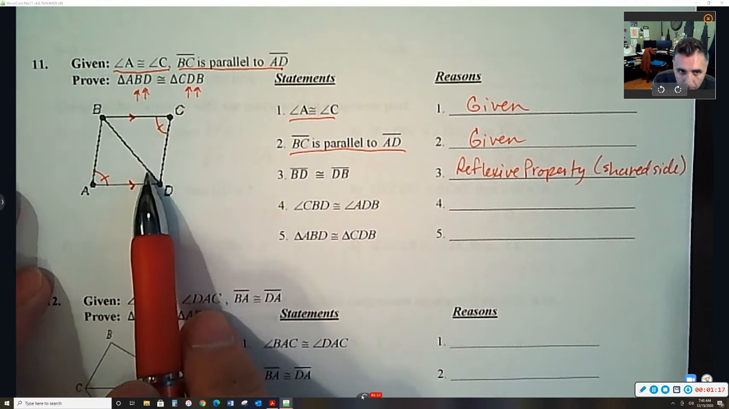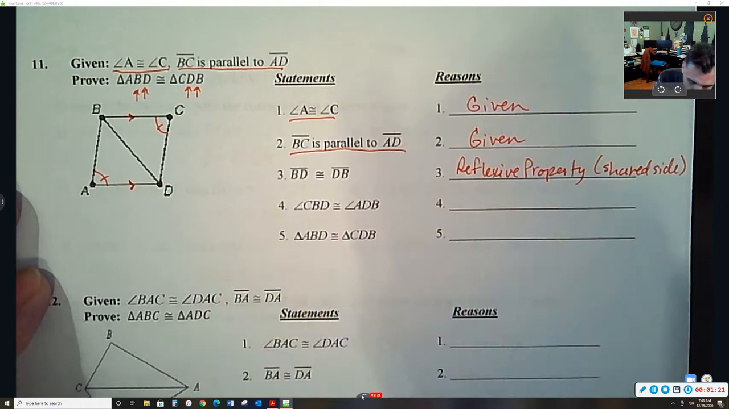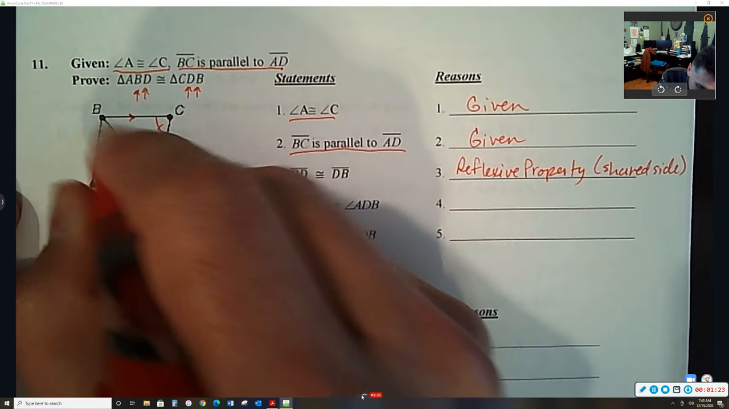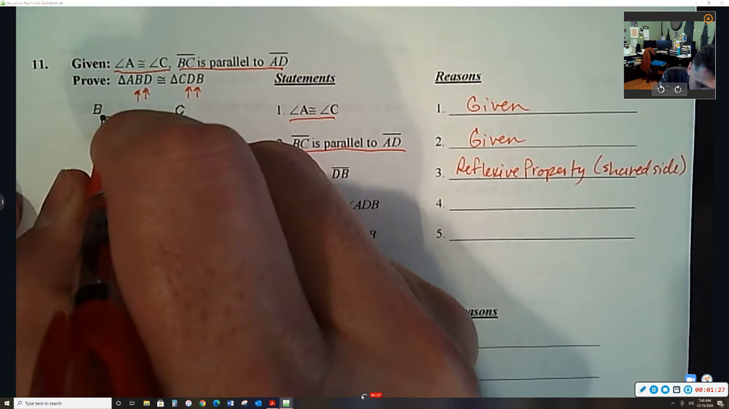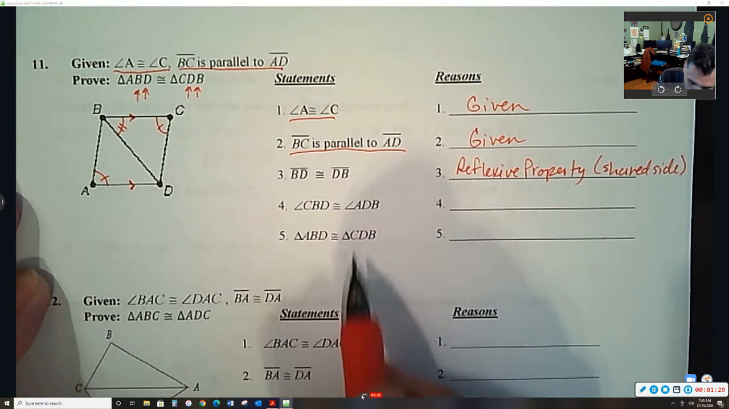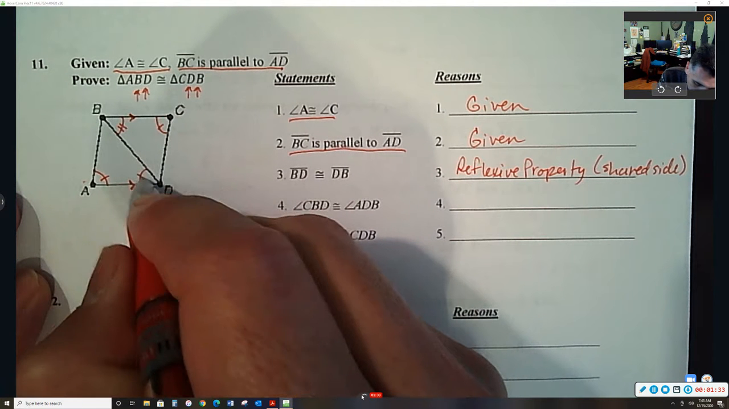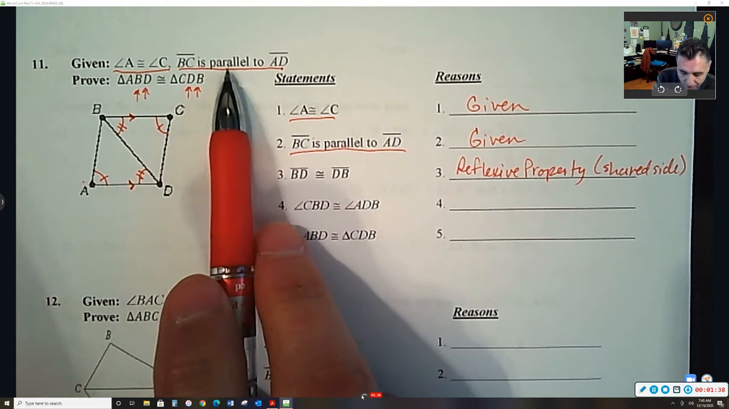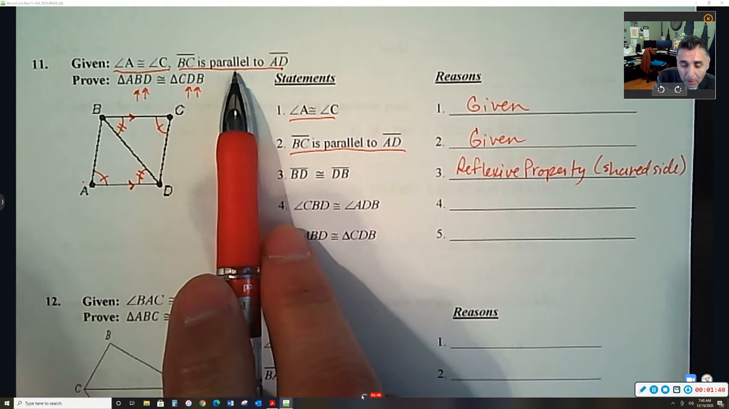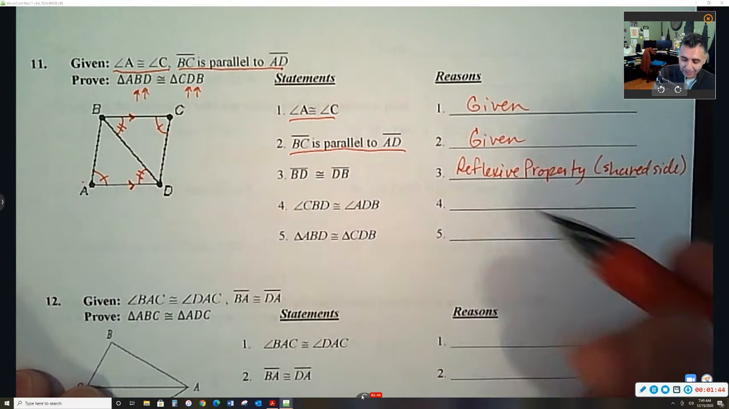Okay? And then the fourth statement says CBD. And then again, you have to be able to find that. If you follow the letters, it goes CBD. It's this angle up here is congruent to ADB, to this angle down here. Okay? And then, long story short, whenever you see one line parallel to another one, you should always think, hey, alternate interior angles. Okay?